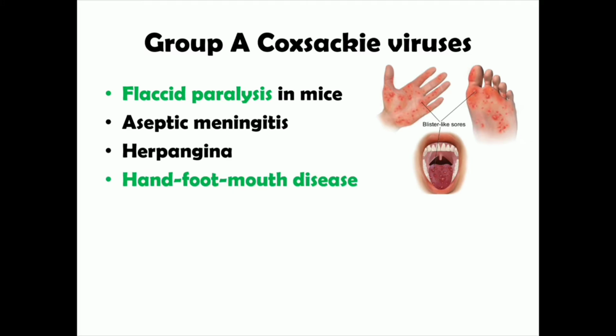A very important thing to know about Group A coxsackieviruses is that they can cause a disease known as hand-foot-mouth disease, in which you get vesicle-like blisters over the palms, feet, and in the oral cavity. They can also cause acute hemorrhagic conjunctivitis, in which there will be congestion and reddish discoloration of the conjunctiva.